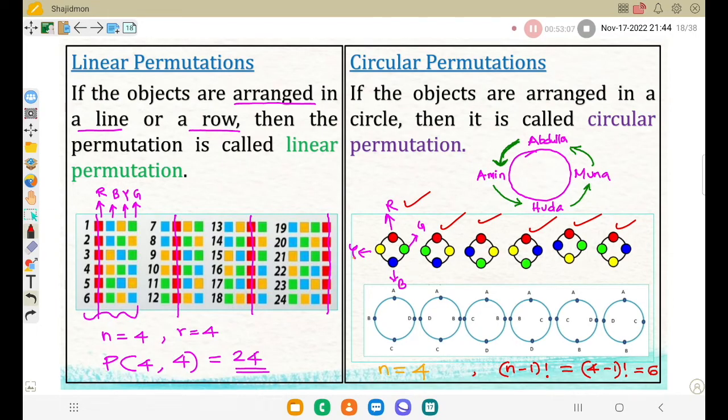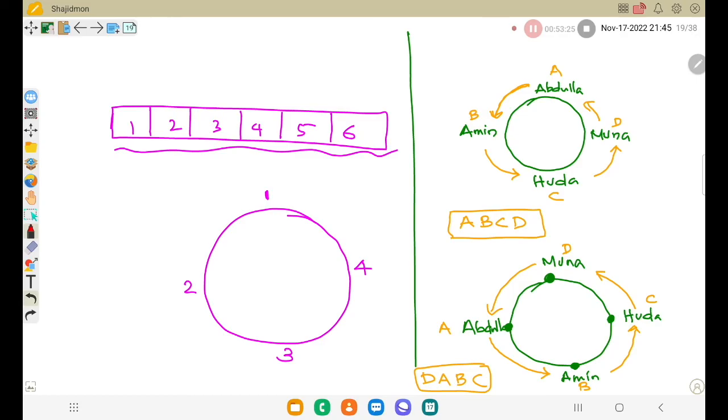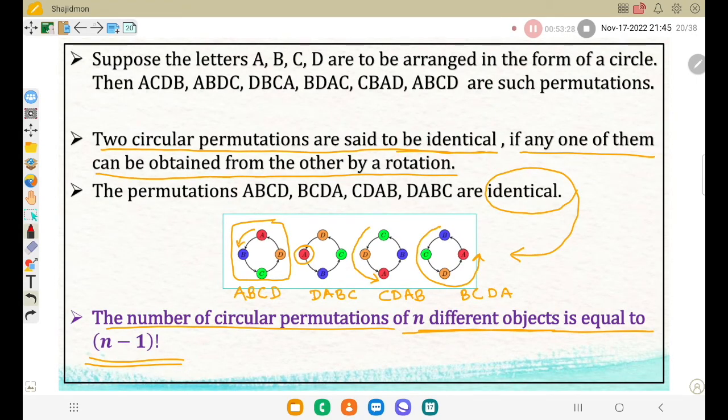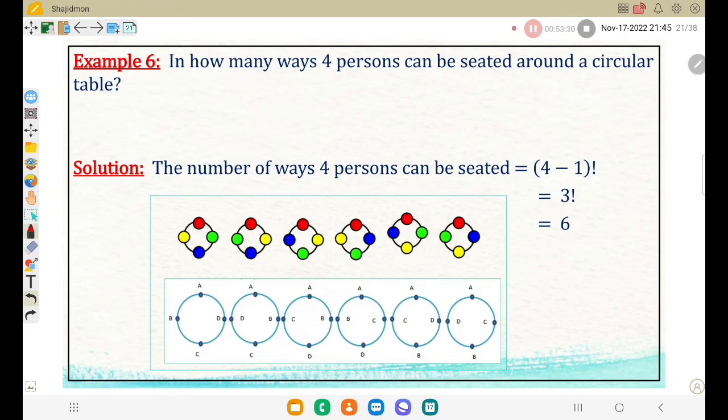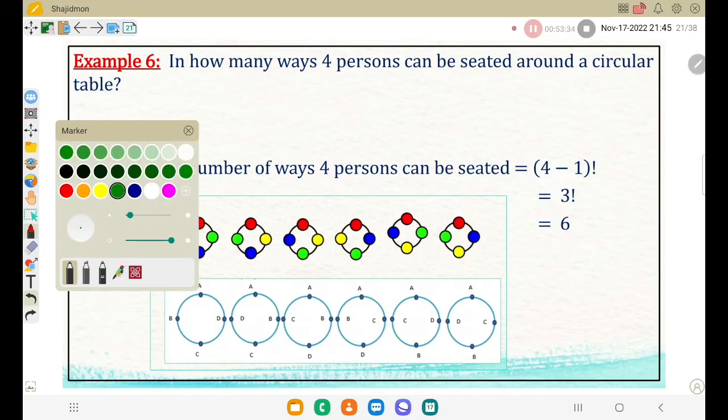So what I discussed: linear permutation means objects are arranged in a line or a row. Circular permutation means objects are arranged in a circle. Those are the two kinds of permutations. Now I hope you understood this idea of circular permutation and linear permutation. Now we will do some examples here. After that we will come to the exercise questions.